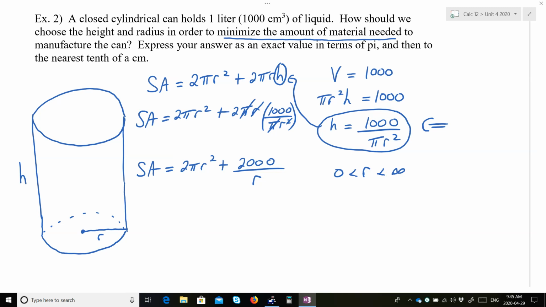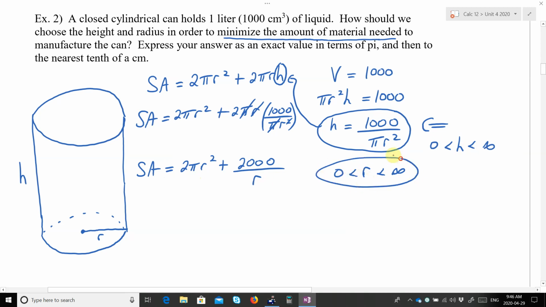Okay, realistically, that's not going to work, and it's not going to minimize surface area. But that's the interval for r. And I mean, also h has to be greater than or equal to 0, and we could, in theory, make h as big as we want, and then r would be ridiculously small. Okay, but because our surface area is in terms of r, we're going to use this interval for r. Those are like our endpoints.